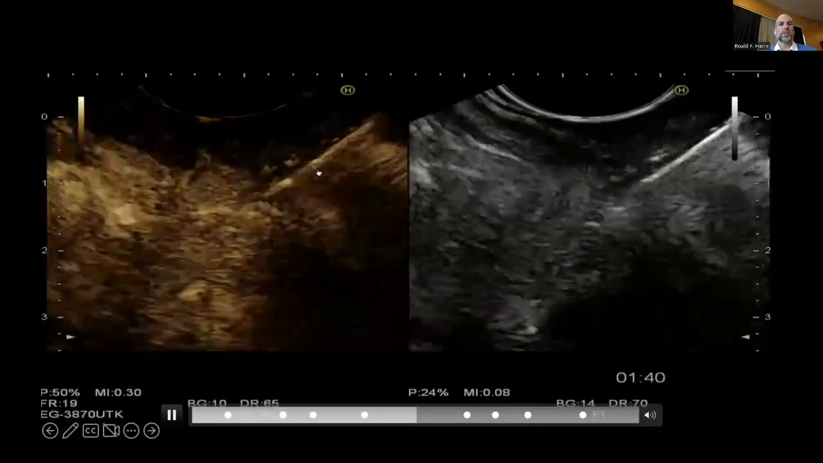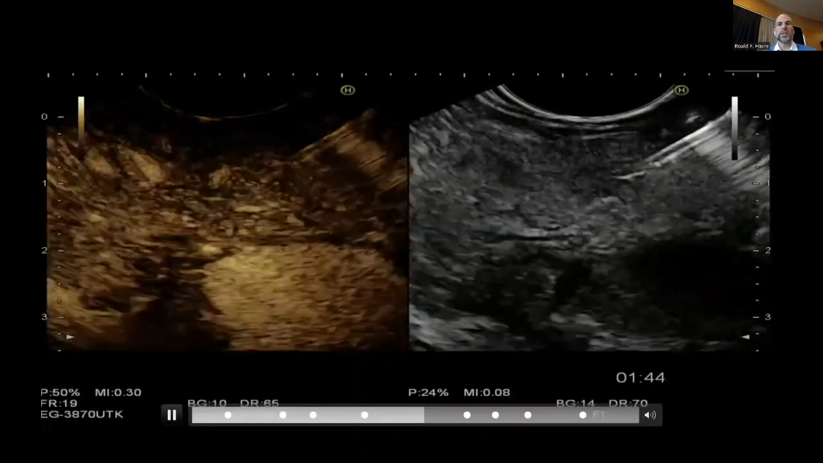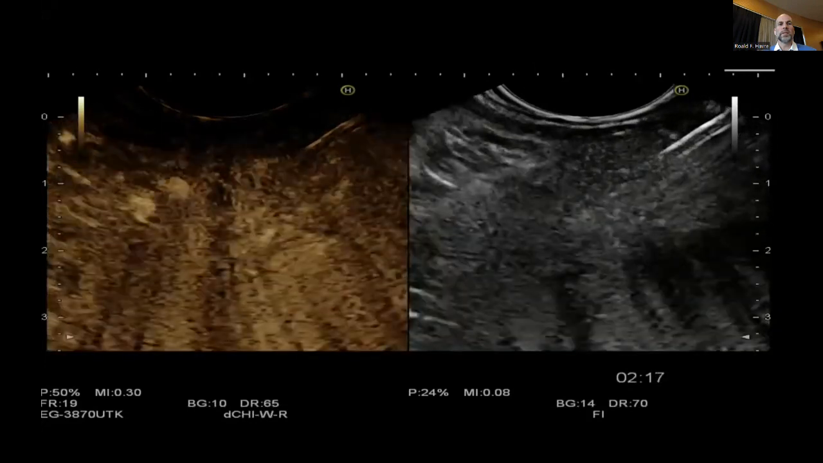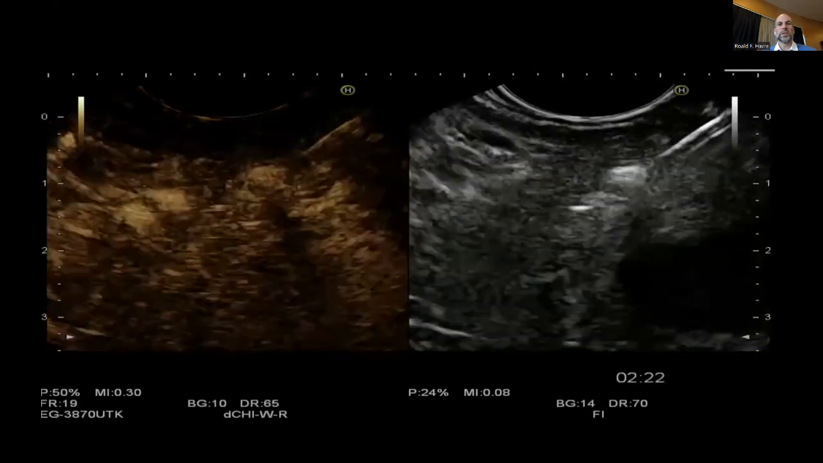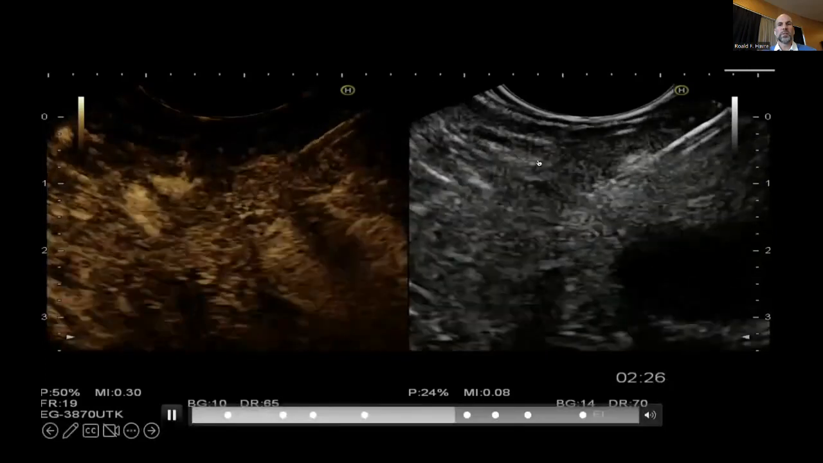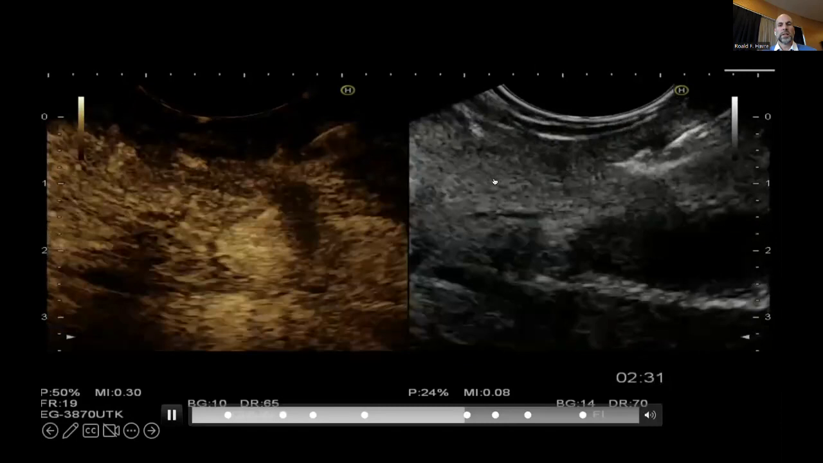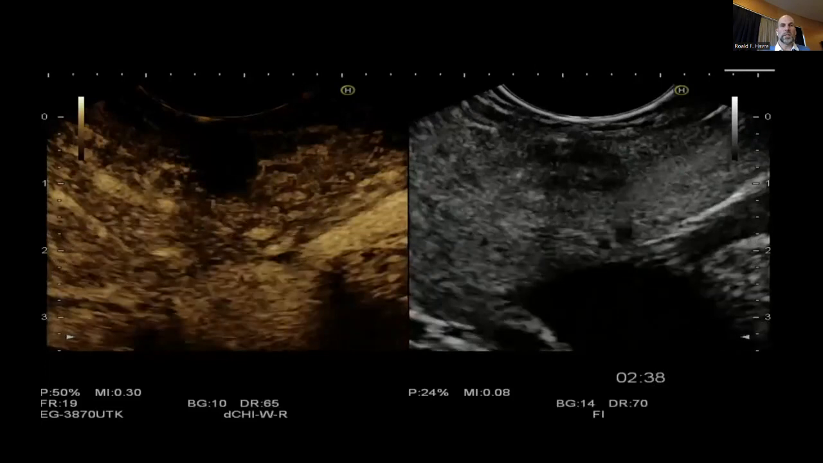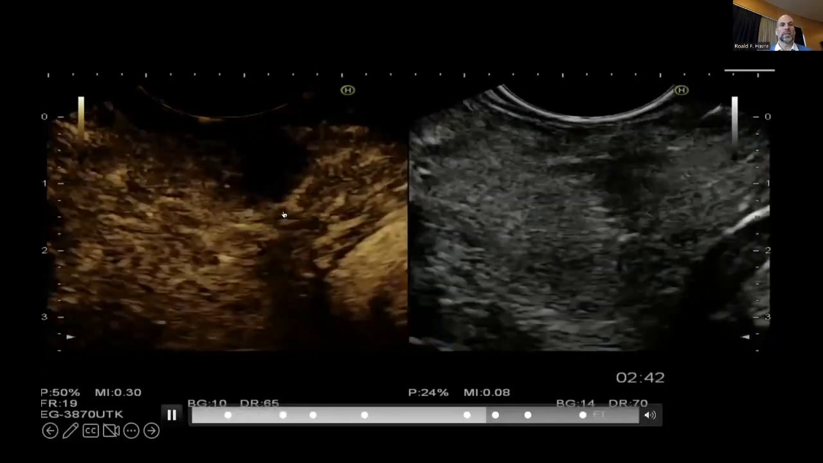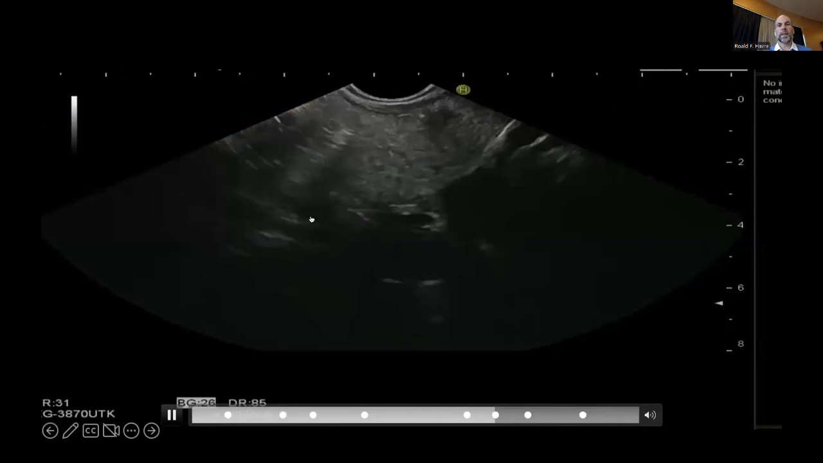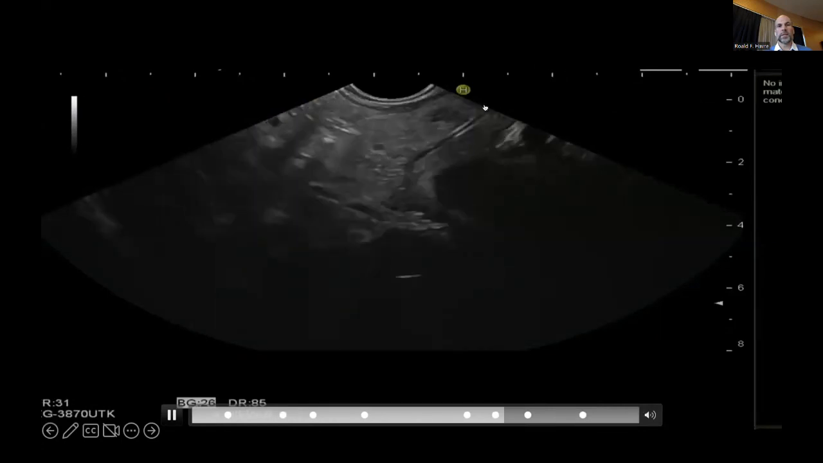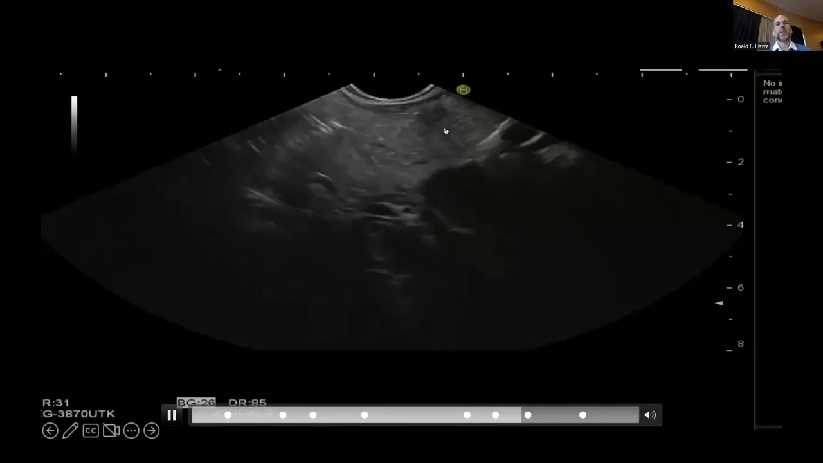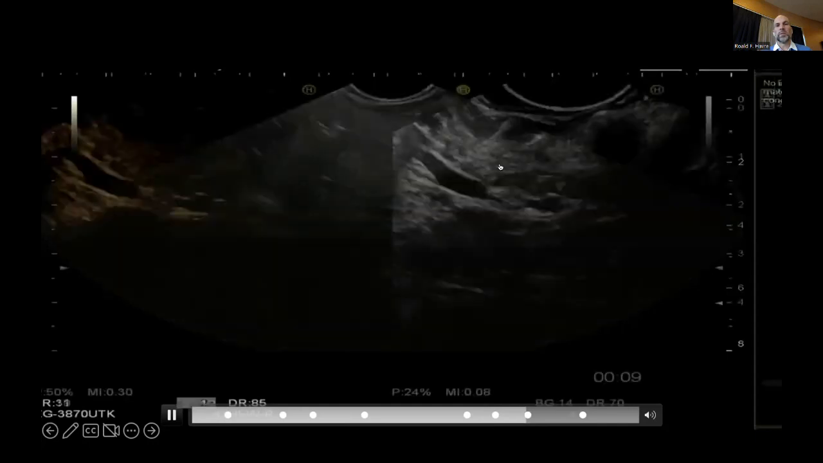So we insert the ablation needle once again, and we repeat a third ablation in this area where we still could see some contrast. And here is the formation of bubbles. It completes this ablation. After that, we again apply some contrast to see if the area is now fully ablated. Yes. And here you see the stent already, because if there is less than 2 millimeters from the lesion to the pancreatic duct, we put a prophylactic stent.